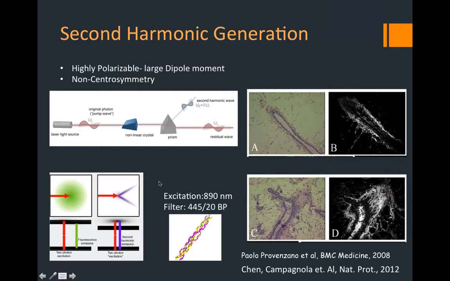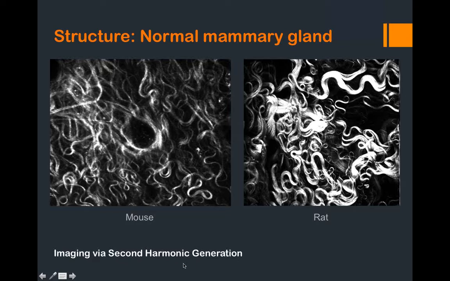and actually look at the collagen architecture. There's a couple of sources here, especially this protocol paper from Paul Campagnola's lab in Nature Protocols, that go over more detail about how that process works. So we use this technique to ask a really basic question: how does collagen architecture look in normal mammary gland? And so we took excised images of our mammary tissues from mouse and rat.